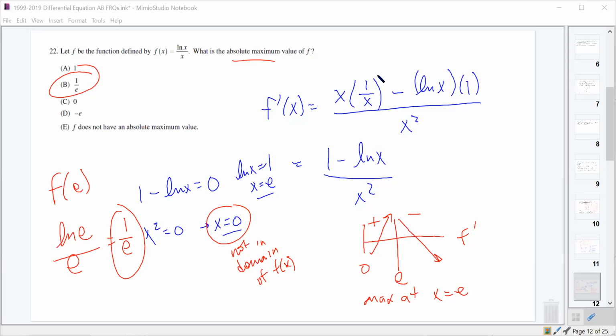All right, any other general questions? Let's take a look. Maybe I got one more here. Let's see here. Yeah, number 24 from that same test. So let's see here.